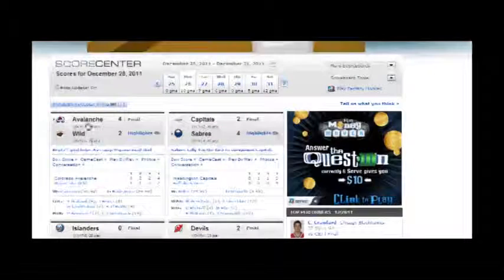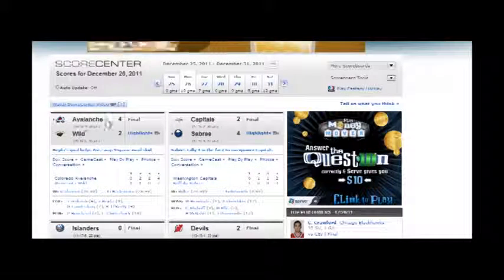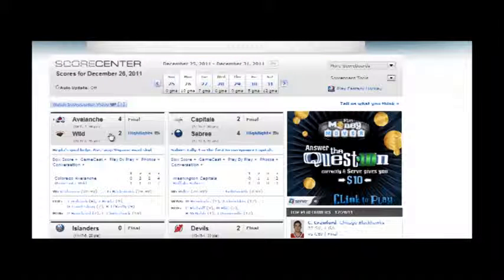As you can see, the Avalanche won this game 4-2, so the prediction is accurate and it came true.